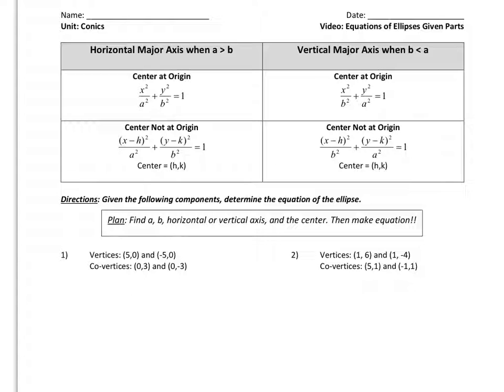We need to decide whether it's a horizontal major axis or a vertical major axis. The only way we can tell that is by the a value: if the first number is greater than the second, then it's a horizontal major axis, and if the first value is less than the second value, we have a vertical major axis. We also need to know about the center, and then we can make an equation once we have the a and the b values. So let's look at example number 1.